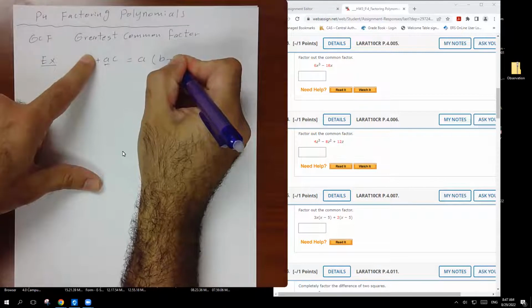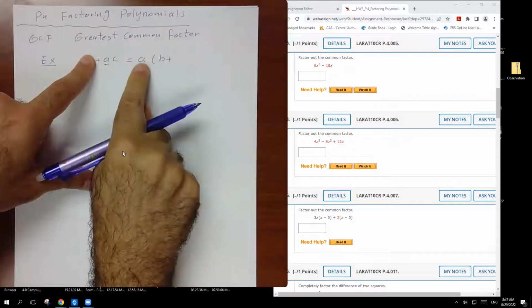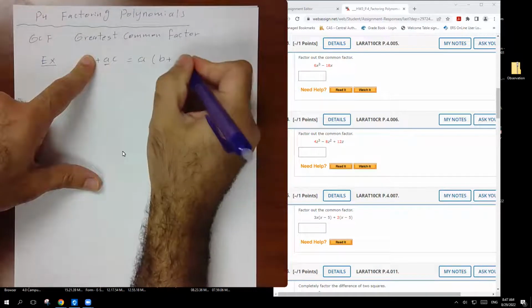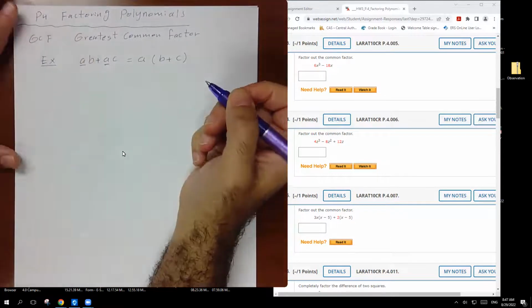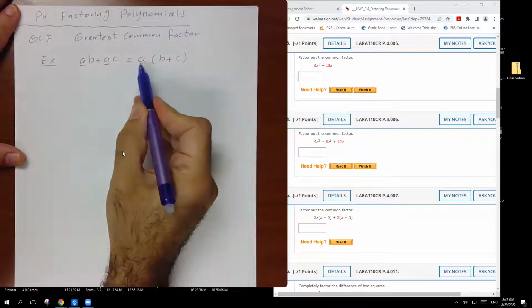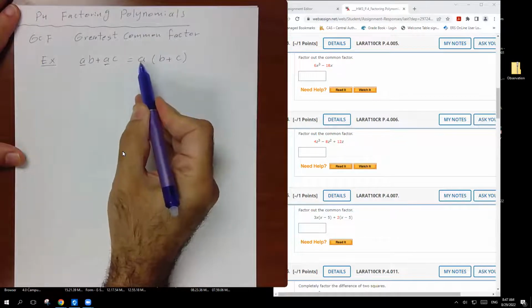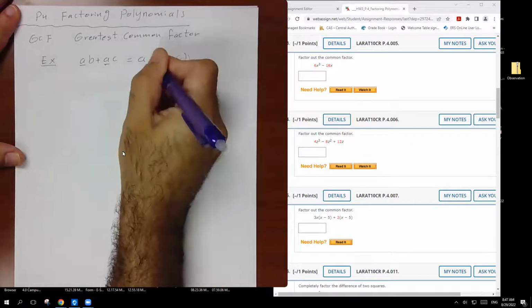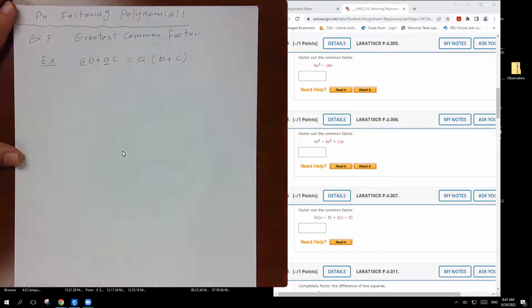And here's the plus sign. If you factor out the A on the second term, what's left is the C. So this is factoring out the GCF, and here's the leftover from these two terms. This is really important, it makes everything easier for you. Now let's work with numbers.